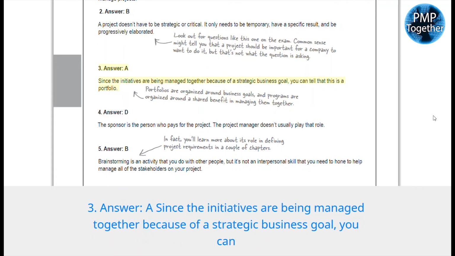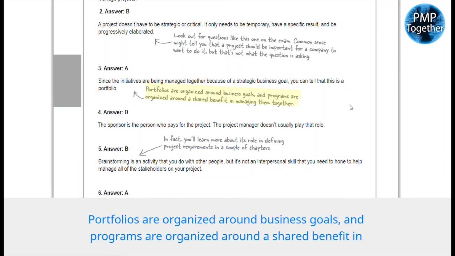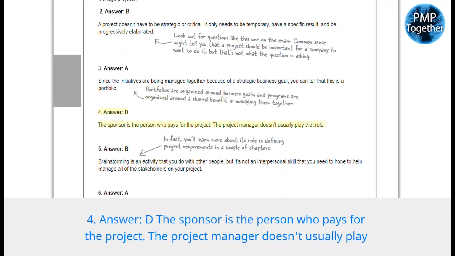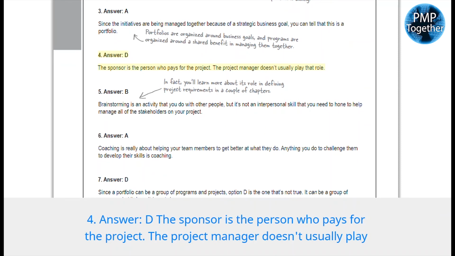3. Answer, A. Since the initiatives are being managed together because of a strategic business goal, you can tell that this is a portfolio. Portfolios are organized around business goals, and programs are organized around a shared benefit in managing them together. 4. Answer, D. The sponsor is the person who pays for the project. The project manager doesn't usually play that role.